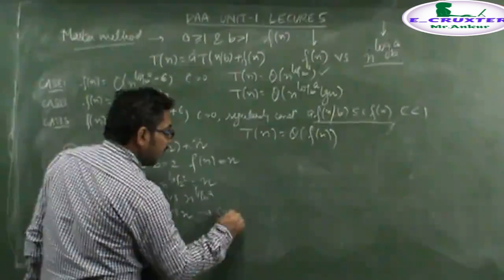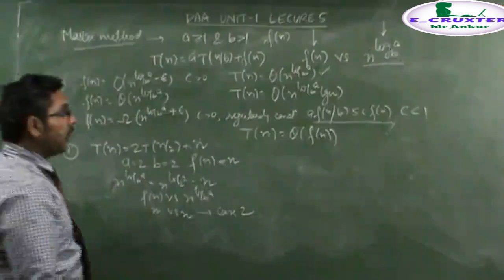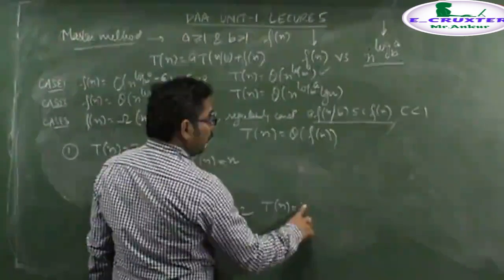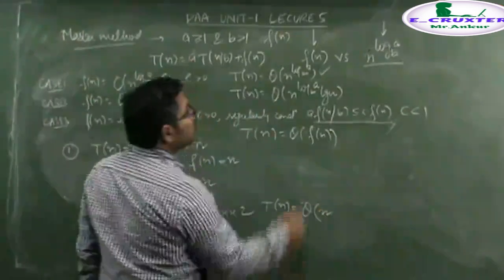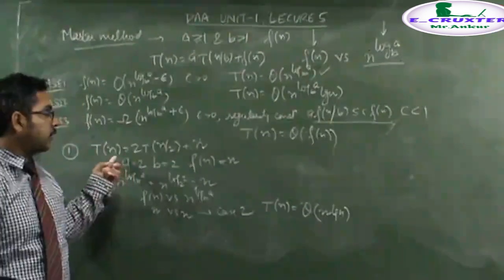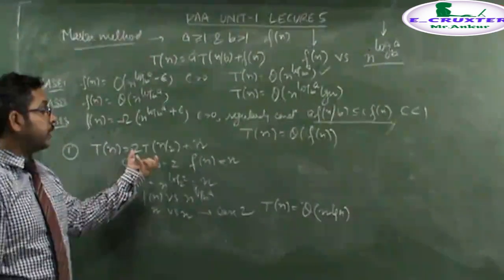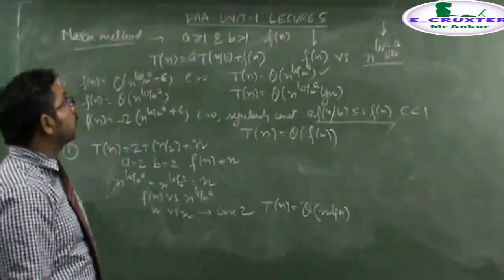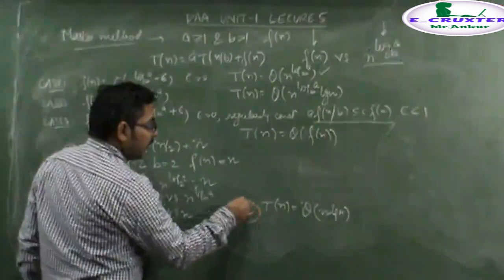Hence case 2 will be applied, and the answer is T(n) equals theta of n raised to log a base b times log n, which is n log n. You notice that when we solved this merge sort by the recursion tree method, it was theta of n log n, and when we solve this equation with the help of the master method, then also by applying case 2, the answer is this. You have to write which case we are applying.